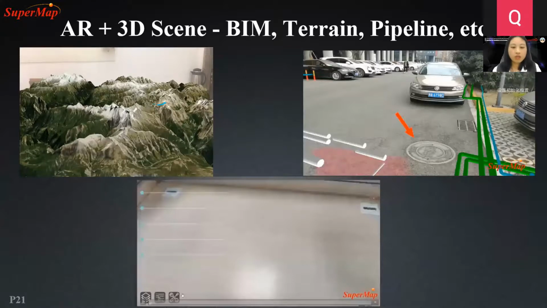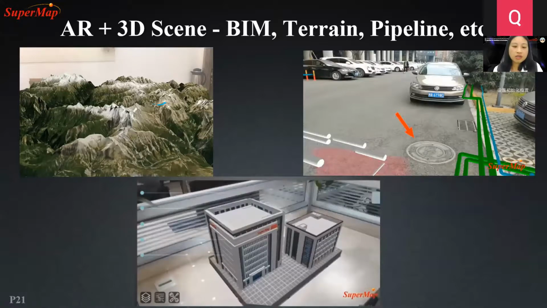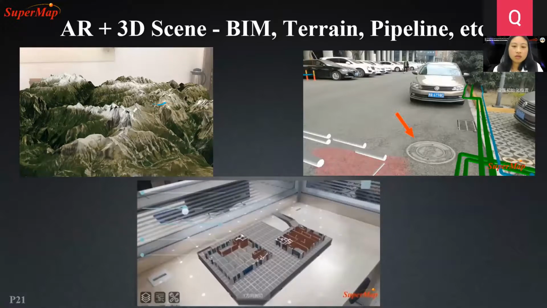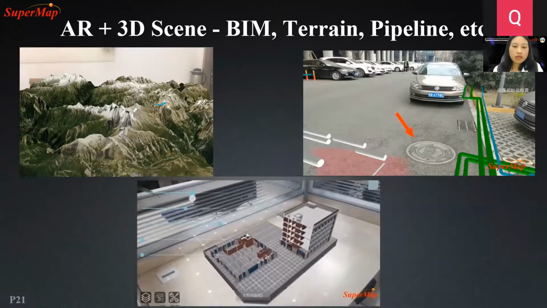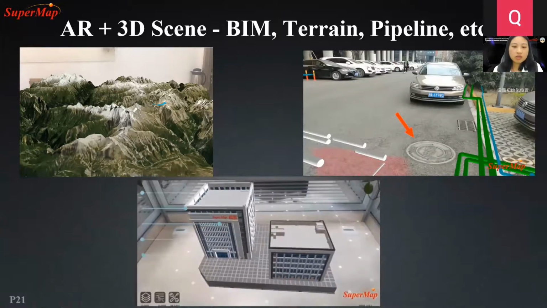Then we can display 3D scenes through AR, such as topographic maps, BIM models, and 3D pipelines. We can display BIM models at different scales, even the original scale. And also we can see the interior of buildings by interaction. Moreover, we can see the interior of the buildings from different angles and see each floor.